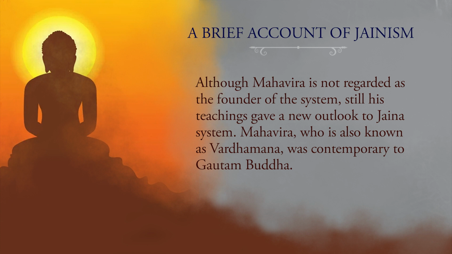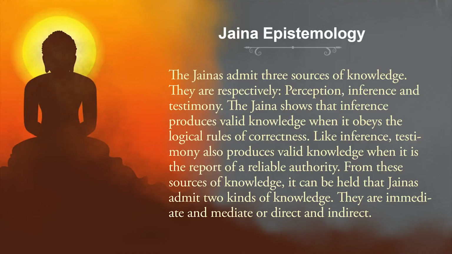Mahavira, who is also known as Vardhamana, was contemporary to Gautama Buddha. Now we'll discuss the concept of Jaina epistemology. Jainas admit three sources of knowledge. They are respectively perception, inference, and testimony. The Jaina shows that inference produces valid knowledge when it obeys the logical rules of correctness. Like inference, testimony also produces valid knowledge when it is the report of a reliable authority.